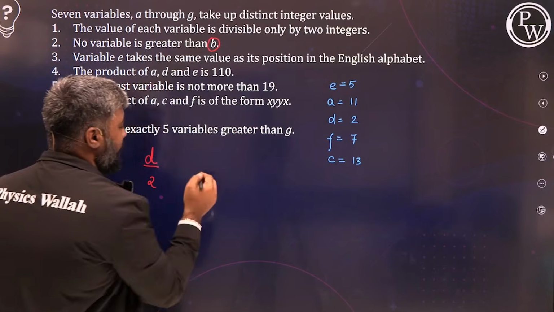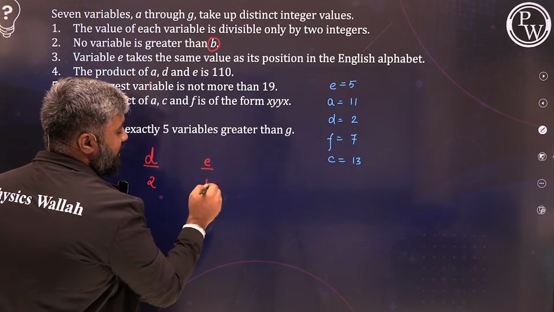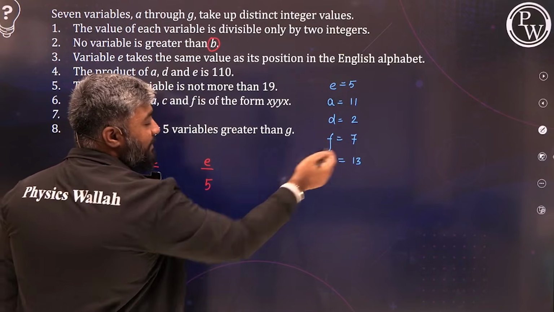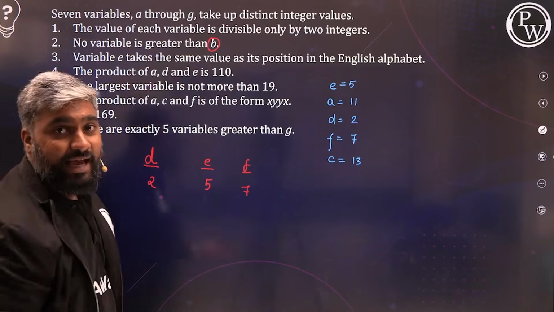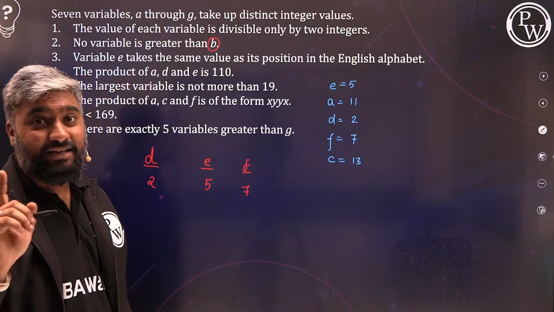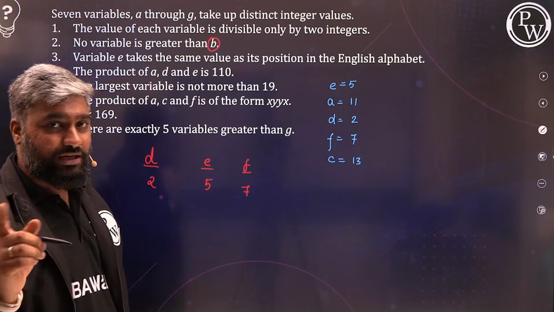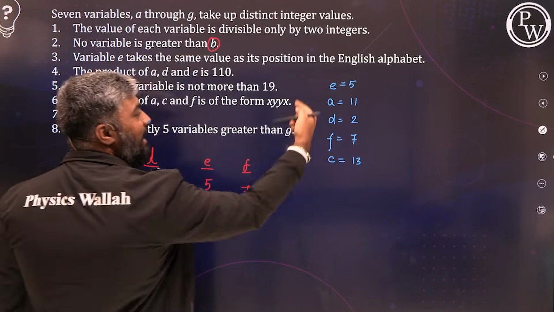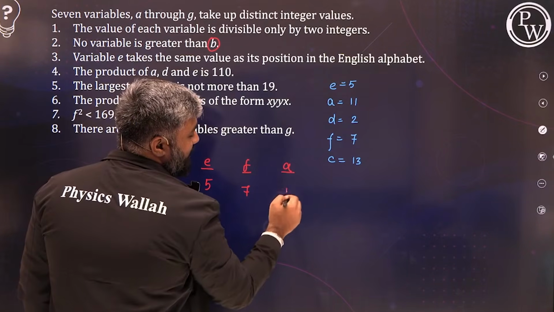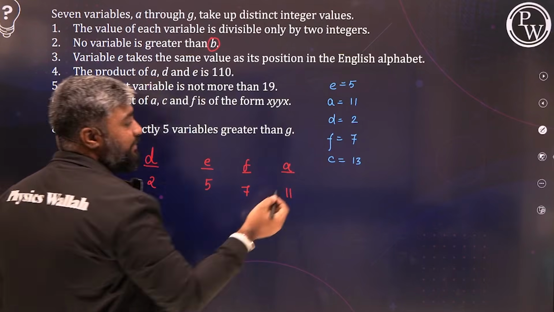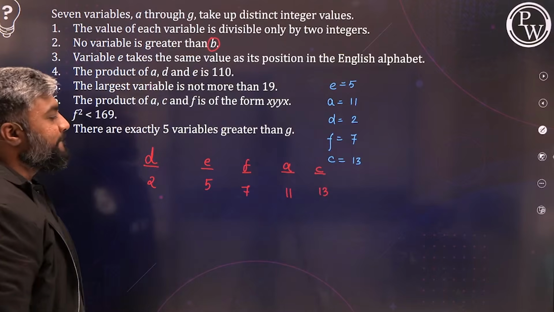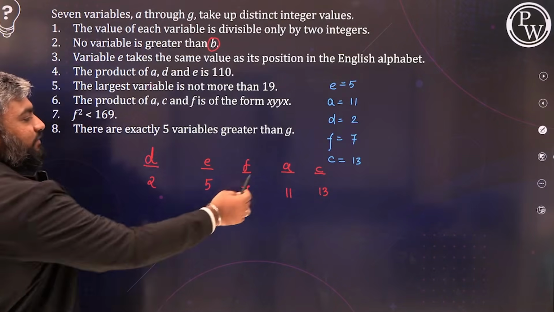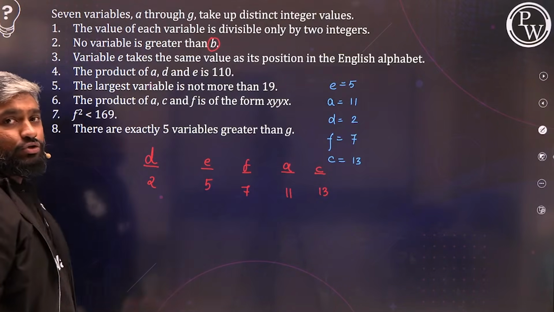Next we have 5. So E value is 5. Next prime number is 7. F value is 7. After 7, 9 is not prime. Okay, 9 is a composite number. 9 is 3 into 3. So it won't be 9, it will be 11. A is 11. What is the next prime after 11? 13, which is C. C is 13. Correct?